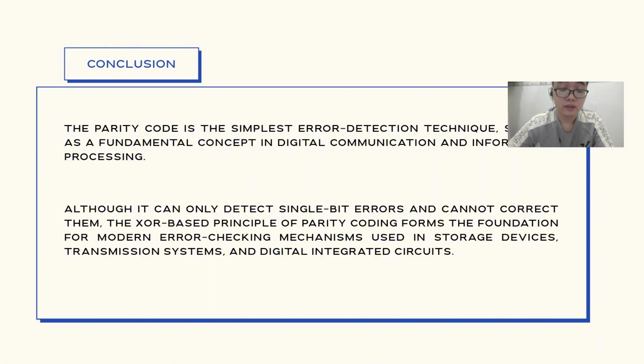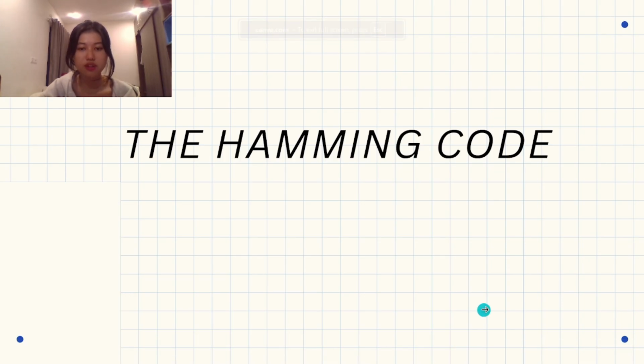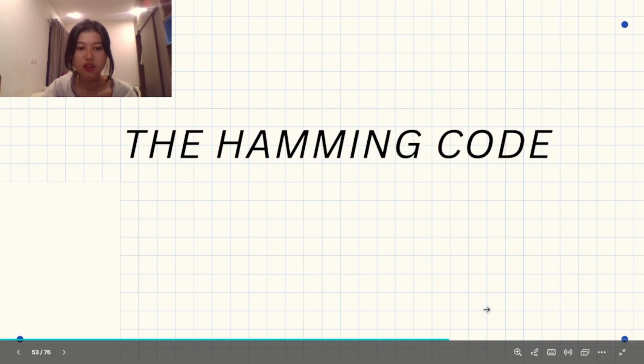In summary, we can say that the parity code is not just a legacy method, but the foundation upon which modern error detection and correction techniques are built. And as we move forward, in the next part of the presentation, we will explore the Hamming code.